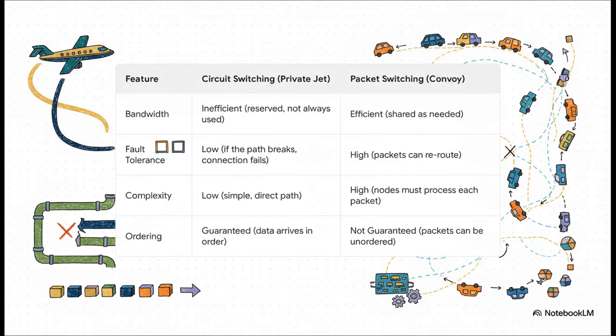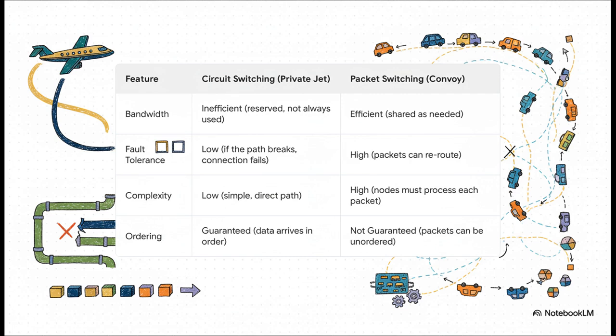That private jet, circuit switching, it guarantees your data arrives in perfect order, which is nice, but it is incredibly inefficient. You're reserving the entire highway even when you're not talking. And its fault tolerance, it's really low. If that one path breaks, your connection is just dead.